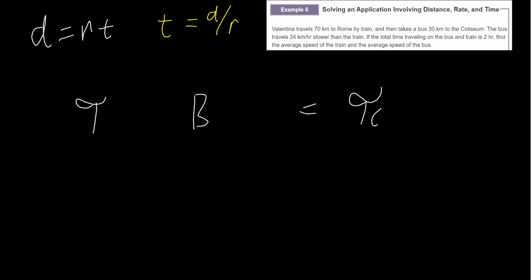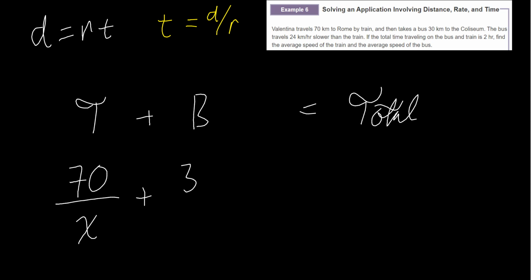Let's do total. I'll erase that, it's no big deal. I'm just going to set this problem up. My total time on the train: my distance traveled on the train was 70 kilometers, and my rate on the train, well, I don't know. That's fine. Plus my distance on the bus, well, that was 30 kilometers.